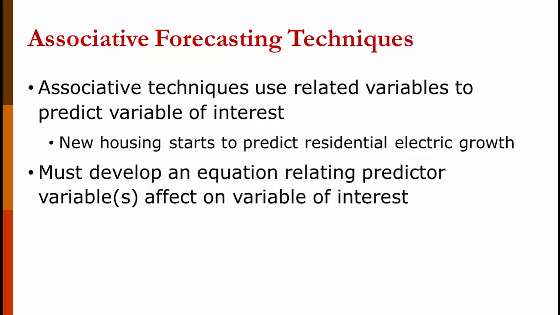This isn't as easy as it sounds. If you want a forecast that goes 5 years out into the future, say for carpet sales, then the first thing you have to do is forecast new housing starts going out 5 years, because you're using the new housing starts to forecast the carpet sales. So using an associative technique just raises the number of forecasts that you have to do.